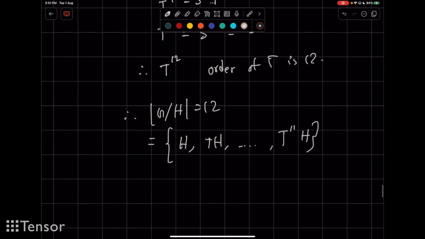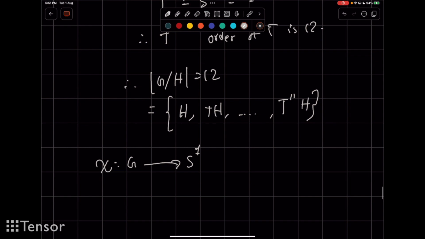Now, we have a very important observation. That is, if chi is a homomorphism from G to S1, so this S is not the S matrix. This is circle. Yeah, S1 is circle. Then if we take any matrix from the commutator subgroup H, the image of that element is always going to be 1.